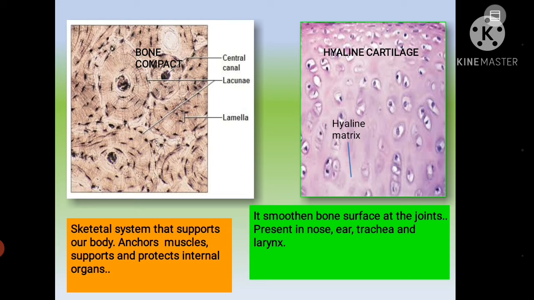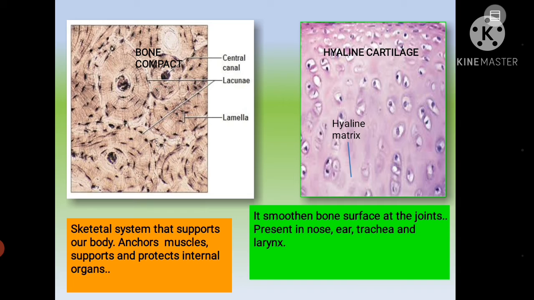So wherever there are movements, like at the joint regions such as the wrist, knee, and shoulder, it is present. What it does is smoothen the bone surface at the joints. Also, it stabilizes the joints.